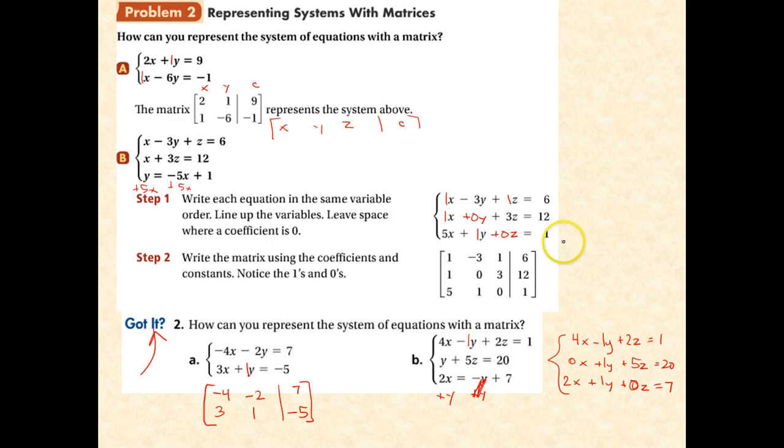So how would we represent that as a matrix? 4, -1, 2 for the top row. The second row is 0, 1, 5, 20. And then the bottom row is going to be 2, 1, 0, 7. So that is how we would represent this system as a matrix.